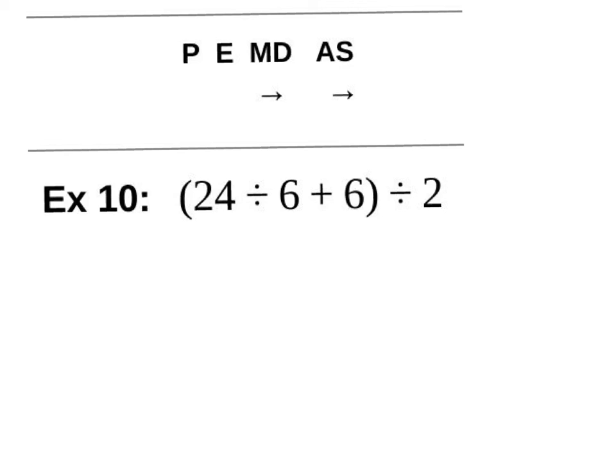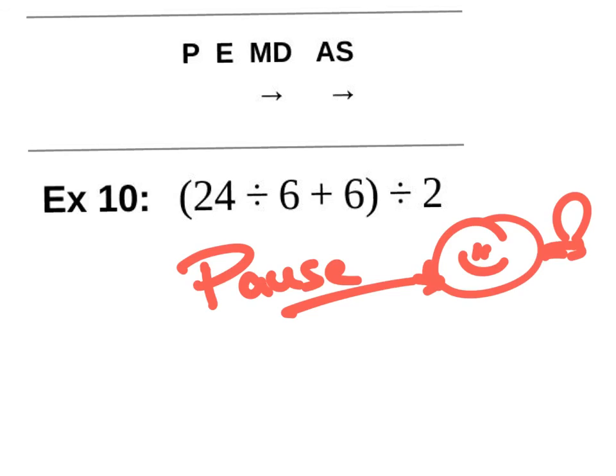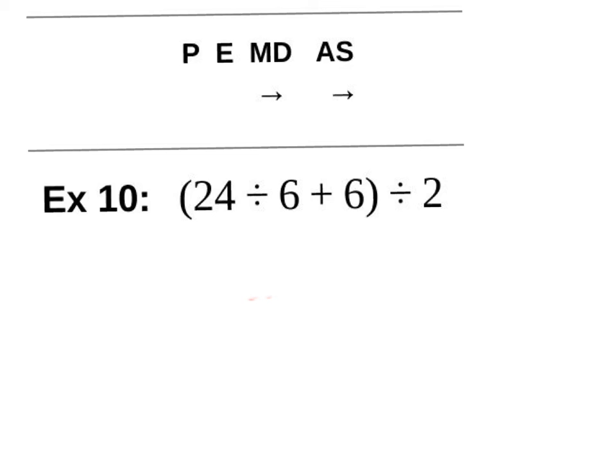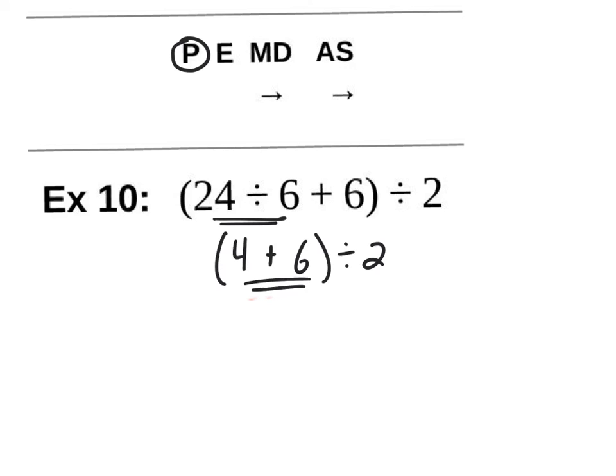It's 24 divided by 6 plus 6, all in parentheses, divided by 2. Give it a shot. All right, let's see how you did. Step 1 is parentheses, so we've got to do the order of operations inside those parentheses. Division before addition. 24 divided by 6 is 4. Everything else as it was. Next, we've got to finish the parentheses, 4 plus 6, which is 10. Everything else as it was.